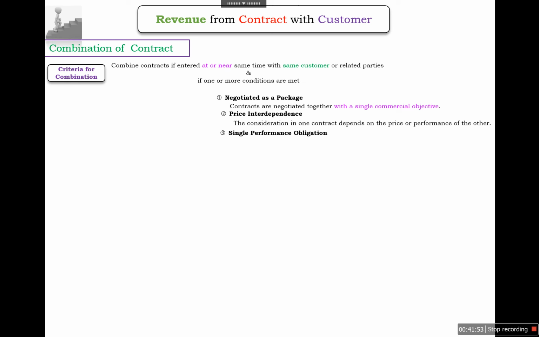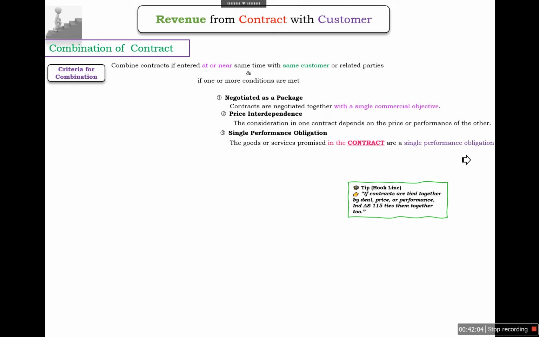And if there is a single performance obligation, goods and services promised in the contract are a single performance obligation. In that case, we will combine the contract. So in short, if contracts are tied together by deal, price or performance, Ind AS 115 also ties them together. What is the meaning of this? Let's take some example about it.